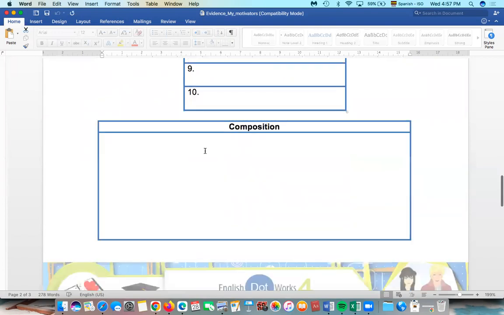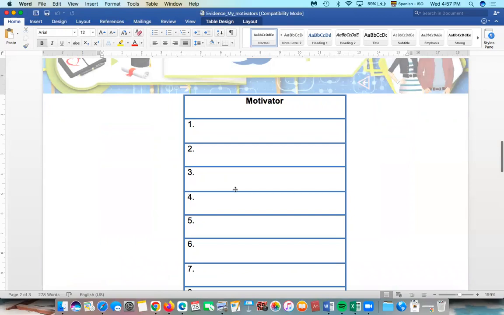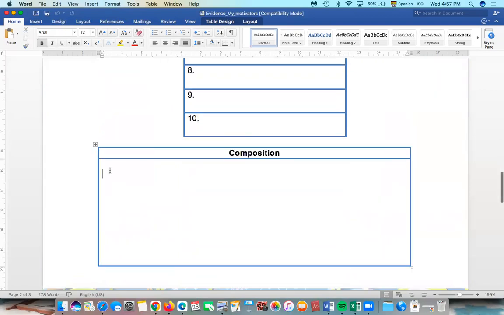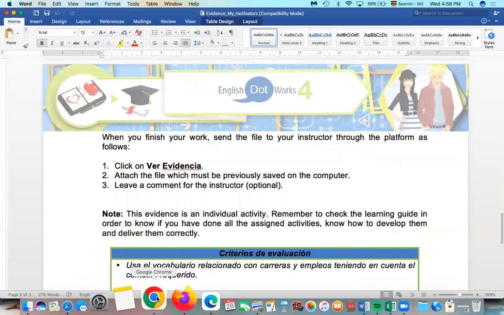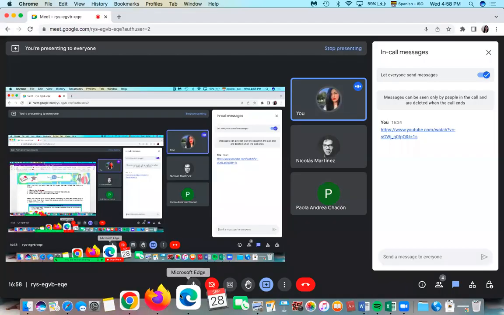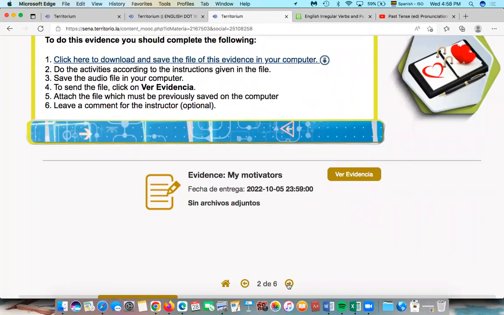You can just write it here. You can write from top to bottom, number 1 to number 10. And shortly, it doesn't have to be that long to say why each category is important to you. Okay. So that is the first one, and you go over here, and click on ver evidencia. Do you know how to send it? Yes. Okay. The last activity, yes. Okay.